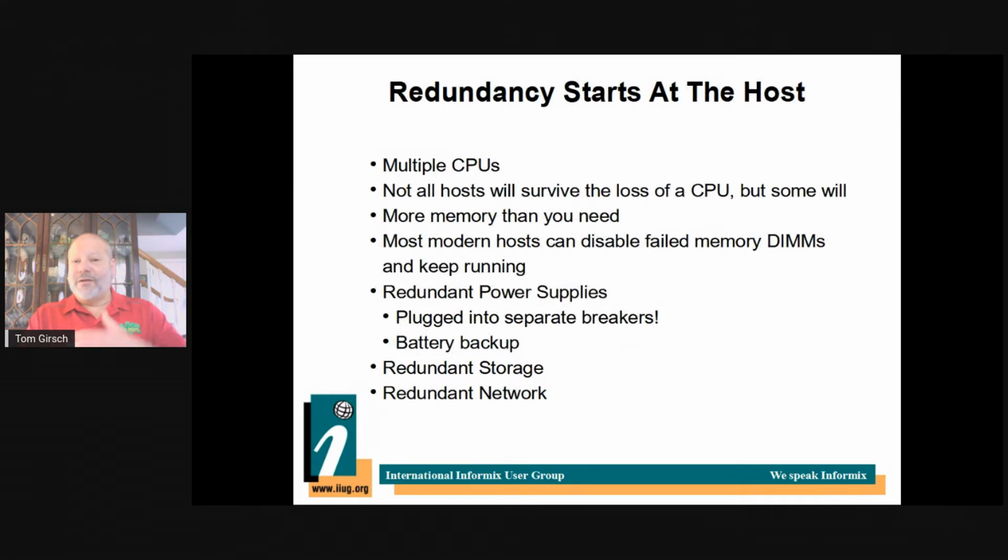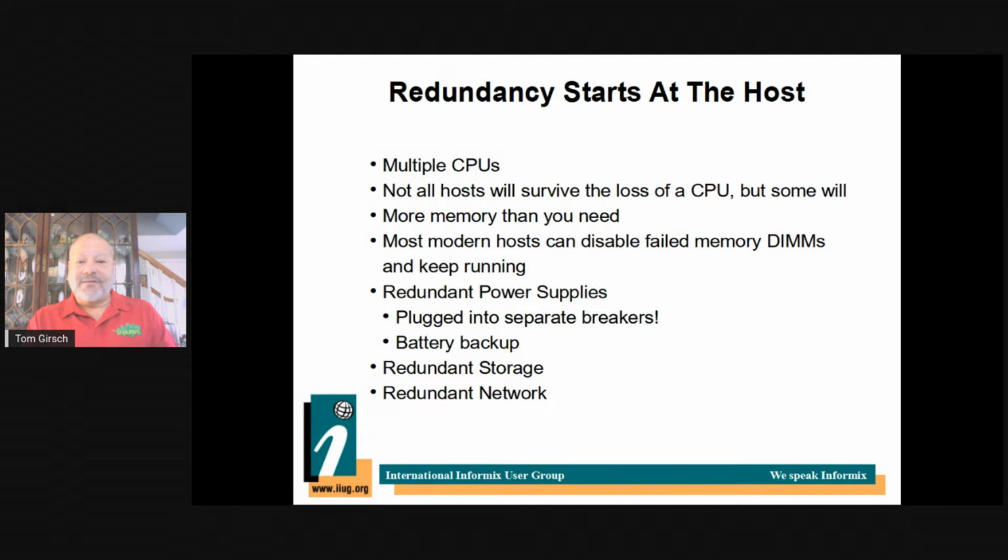We're going to start at the host level, the simple basic level. If you have multiple CPUs in your host, that's a good start. Not all hosts, hardware or platforms will survive the loss of a CPU, but especially with modern operating systems, most will these days. So rather than having the machine go completely down, you'll be running, but at a reduced capacity. And so that's helpful.